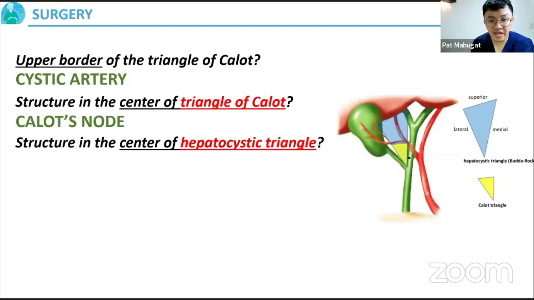However, for the hepatocystic triangle, the upper border is the liver. The rest of the borders are the same for both Calot and hepatocystic triangle. The medial border is the common hepatic duct. The lateral border is the cystic duct. The difference is the superior border: Calot, cystic artery; hepatocystic, the hepato gives you an idea that it reaches up to the liver. In Calot triangle, you're trying to find Calot's node. In the hepatocystic triangle, you're trying to find the cystic artery, right?